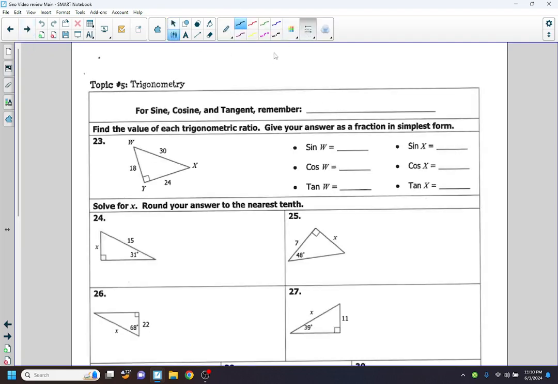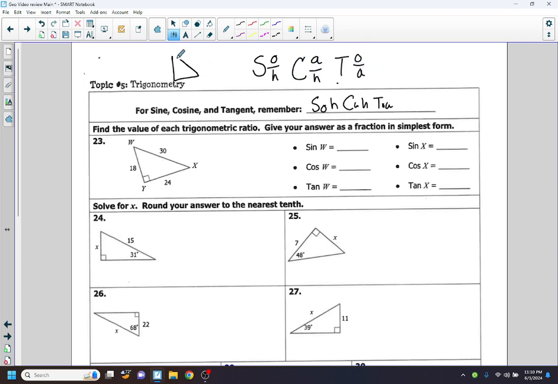So let's just use that to our advantage. SOHCAHTOA, just as a reminder: SOH means opposite over hypotenuse. CAH means adjacent over hypotenuse. And TOA is opposite over adjacent.